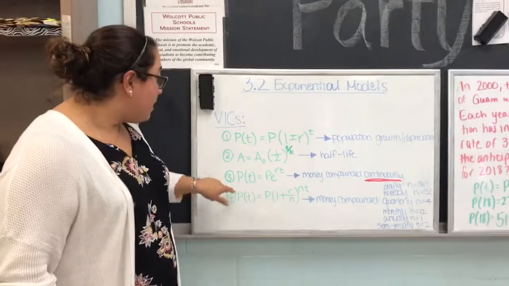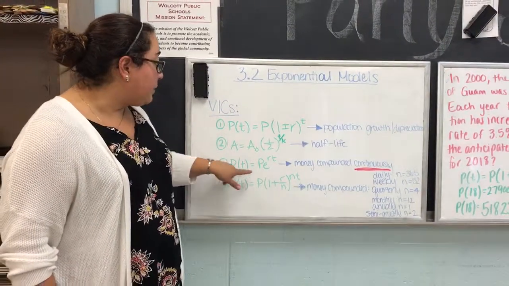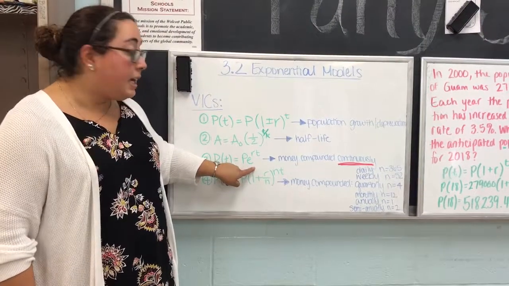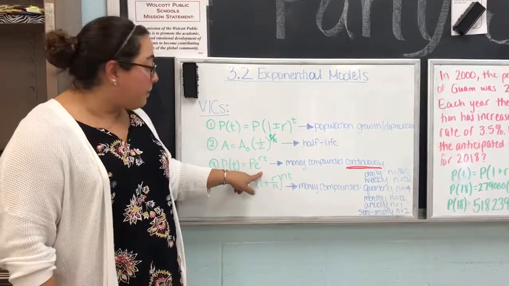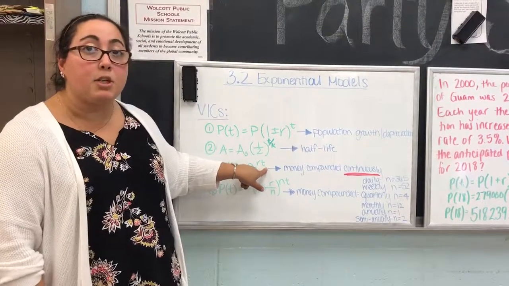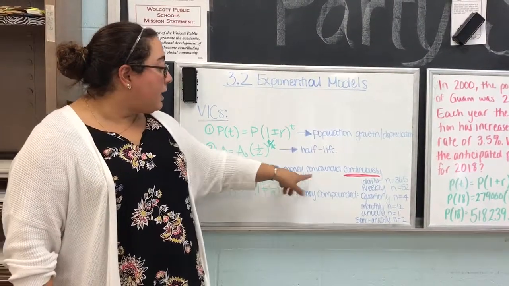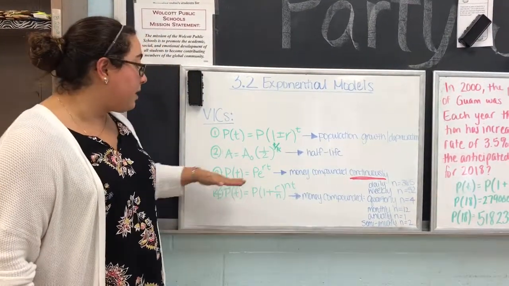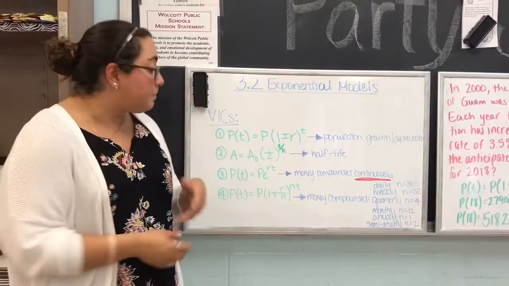k value. For number 3, it's P of t is equal to P times e to the rt, where P is your initial amount, e is that 2.718 approximation, and r is your rate, again changed to a decimal, and t is time in terms of years. So this is when money is compounded continuously. Notice the word continuously. That is the only time that you use what we call the PERT formula.